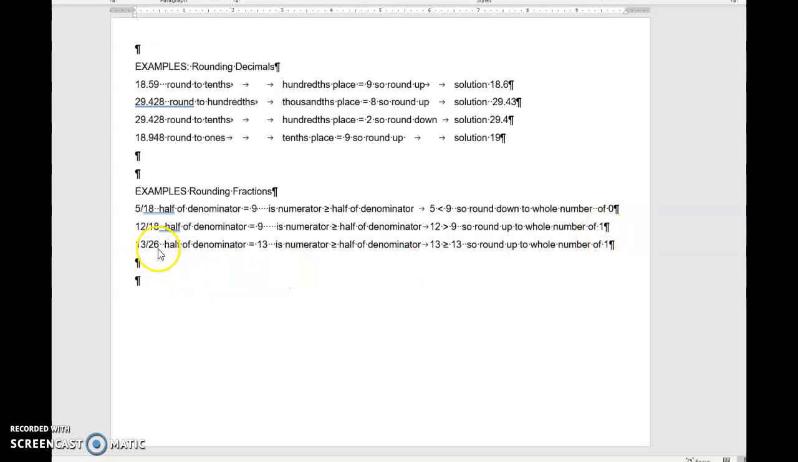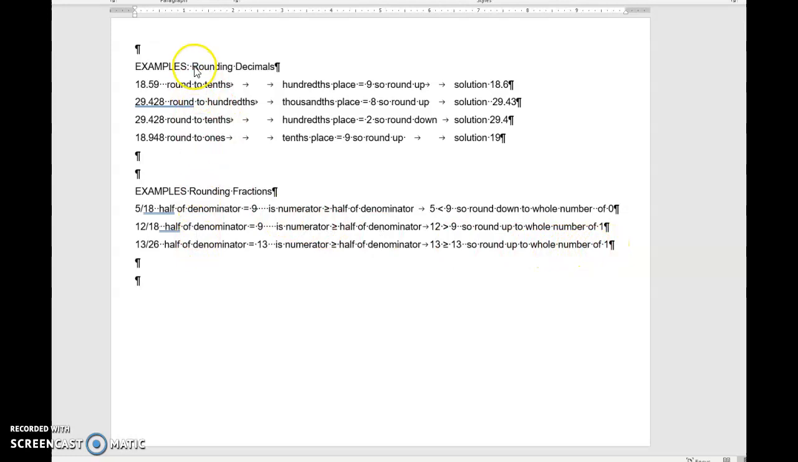And 13/26, take half of the denominator again. So half of 26 is 13. Is the numerator greater than or equal to half of the denominator? 13 is greater than or equal to 13. So they're equal in this particular case. So that would be like if you were doing a decimal, it'd come out to be exactly 0.5. So we're going to round up to the whole number of 1.